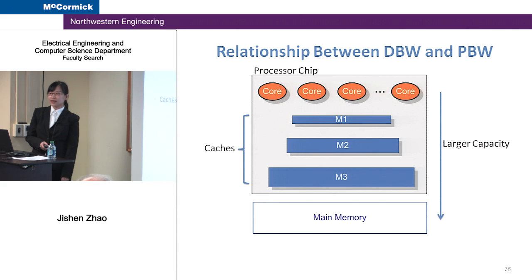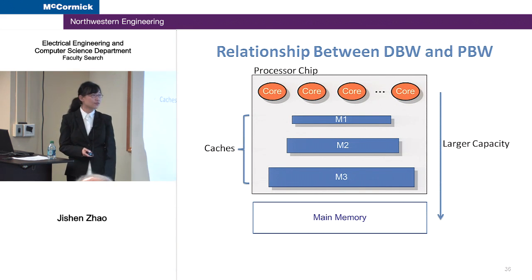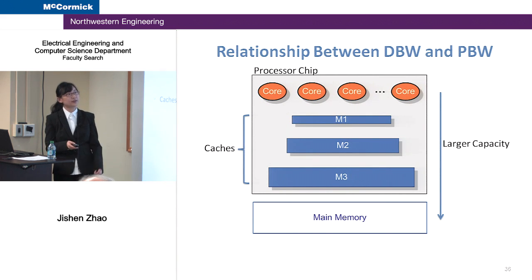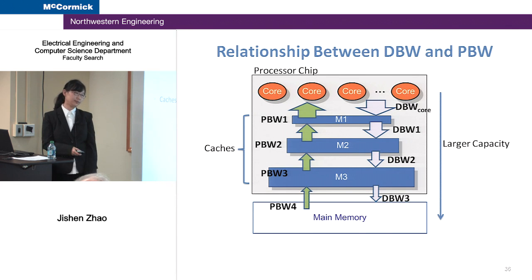From the hardware's perspective, the memory system has multiple levels. And typically, the lower the level, the larger the capacity. We find that there is actually a relationship between the demanded and the provided bandwidth in a level. In particular, the higher the provided bandwidth at the level, the lower the demanded bandwidth to the next level.